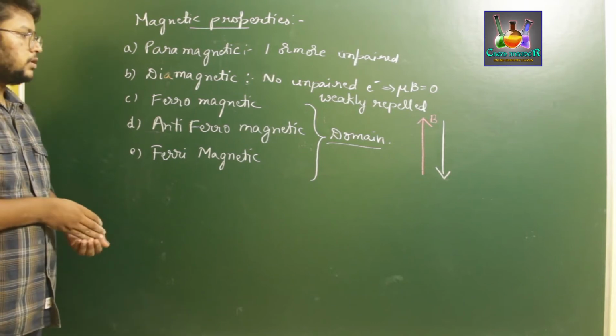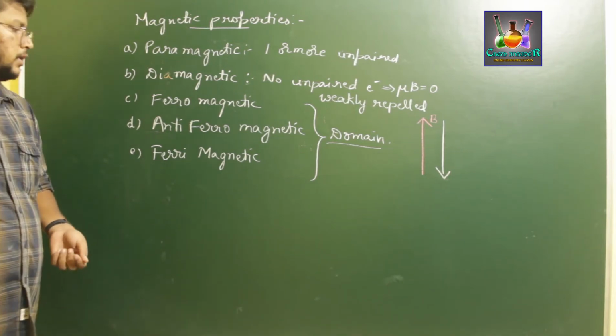That's it. Next, we will discuss ferromagnetic, antiferromagnetic and ferrimagnetic substances.